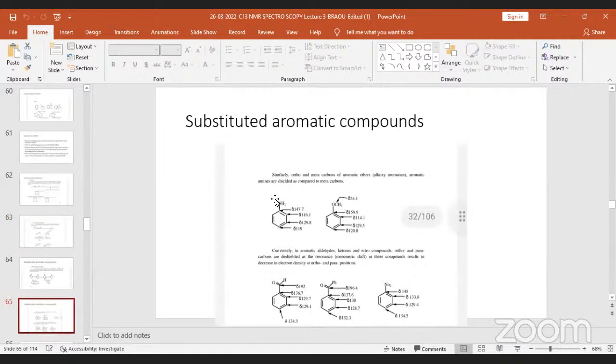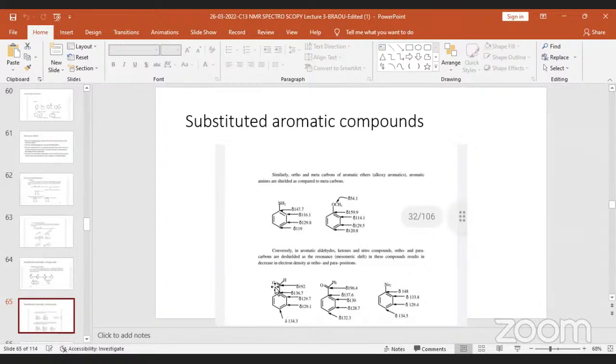See, I have given you examples. In aniline, you just compare aniline, ortho and para. Electron density is more. Therefore, it is less than benzene. See, 116.1 and 119. And here, also electron releasing, so ortho and para electron rich: 114.1 and para 120.8.